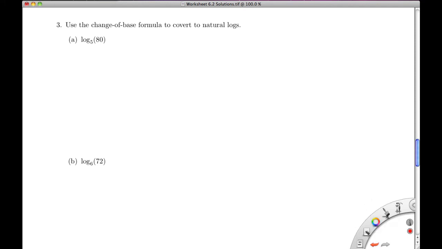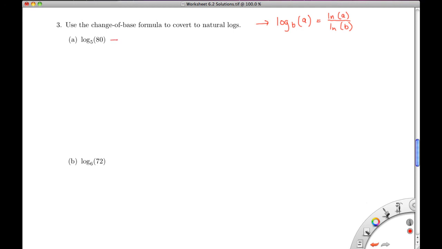The one that involves the natural logs tells us that if we have the log base b of a, this is one way to write it, we can rewrite this as the ln of a divided by the ln of b. We could also use the common log, so log of a over log of b, but you always want to have the argument up top, and then the base b is the value in the bottom. So we're going to use this to solve part A and part B here for number 3.